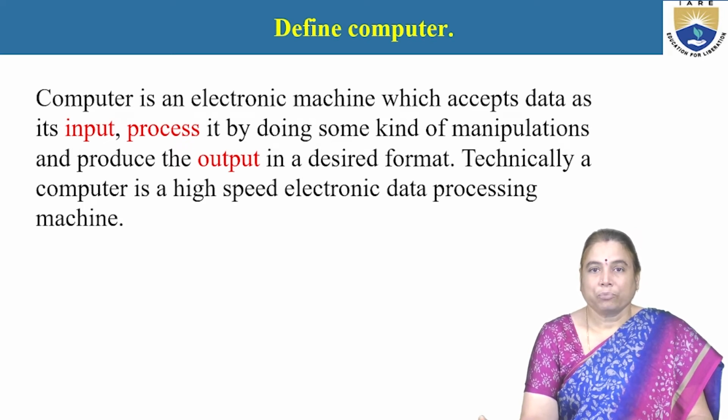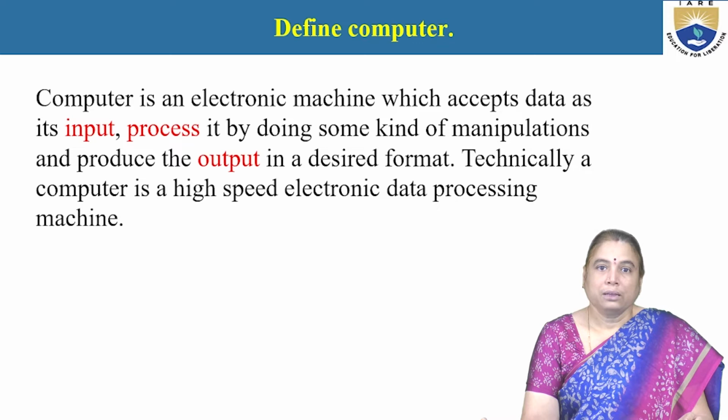What is the computer? Define computer. Computer is an electronic machine which accepts data from the user as an input, processes it by doing some kind of manipulation and produces the output in a desired format. So here basically the computer can perform three functions: input, process, output.